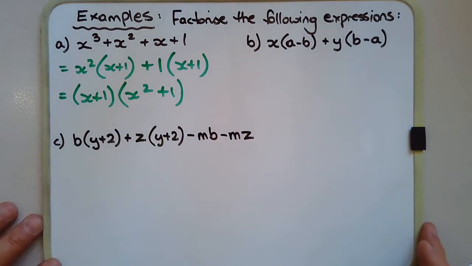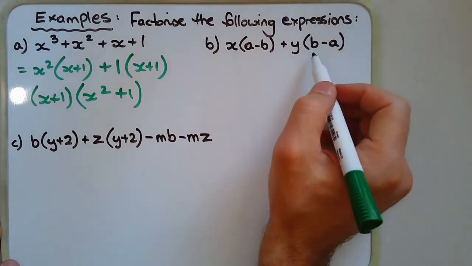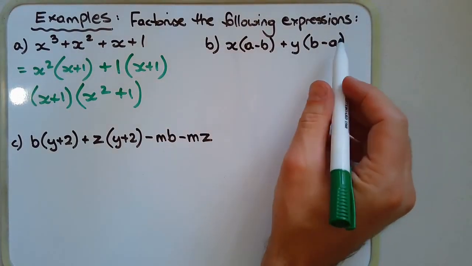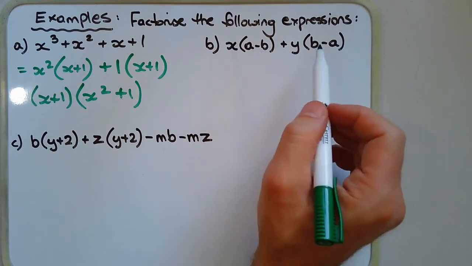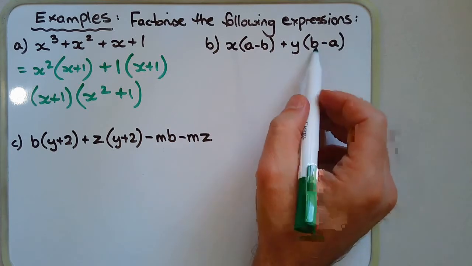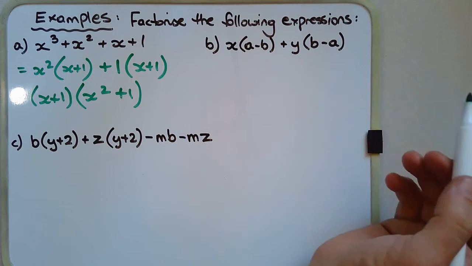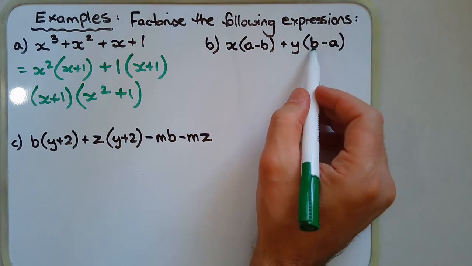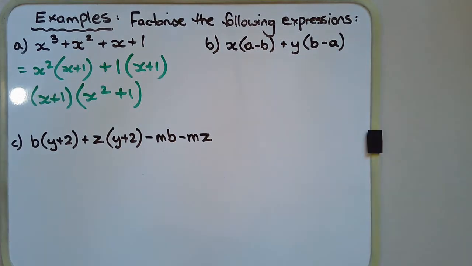Right, let's have a look at part B. So x outside of a minus b plus y outside of b minus a. Now, this would be quite trivial if the two brackets were exactly identical, but it would be nice if we had an a minus b here. In other words, the b has to be negative, but the a has to be positive. So how could we achieve this?